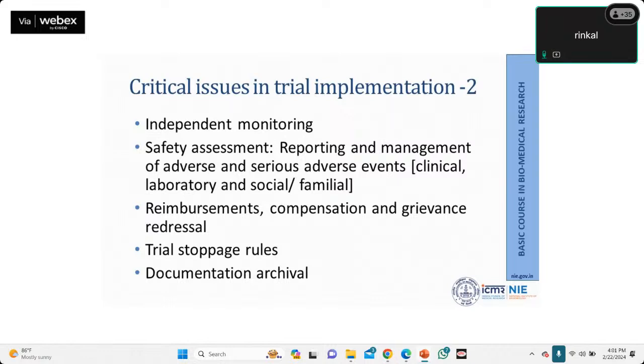And we have to specify the archival mechanism of the records and documents, all starting from the protocols to the approvals to the informed consents, and then the other records. All other records have to be preserved and archived properly, and that mechanism has to be specified in the beginning.